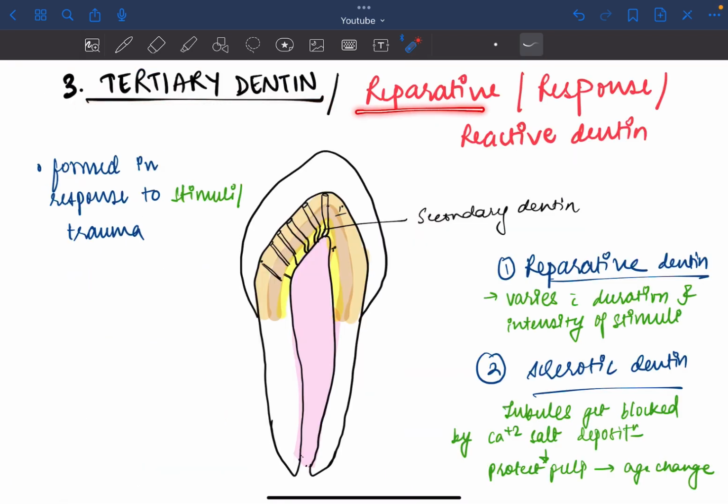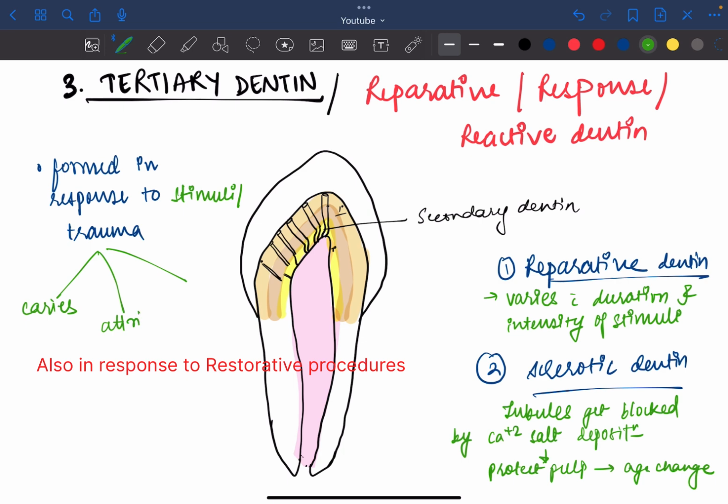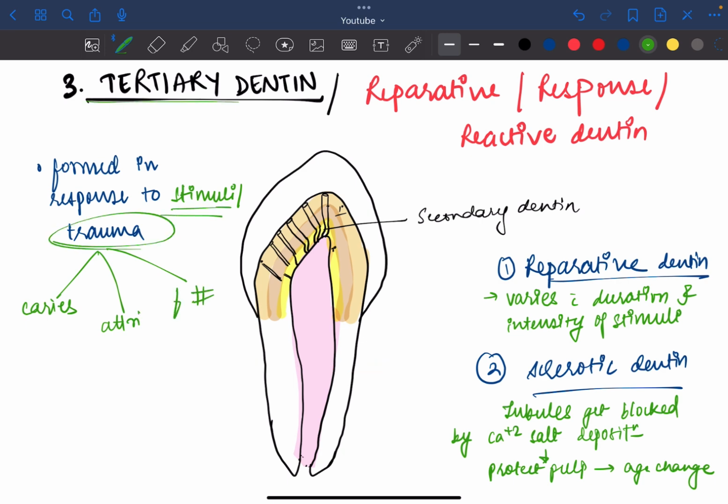Tertiary dentin is also called reparative response or reactive dentin because it is formed in response to a stimuli or trauma. Trauma can be of different kinds, for example caries or attrition or fracture. All these kinds of stimuli cause the formation of tertiary dentin. These are again of two types. So there is reparative dentin and there is sclerotic dentin.